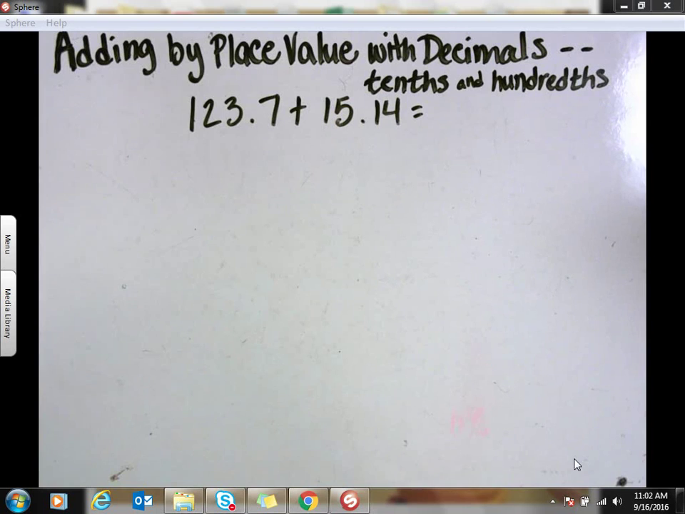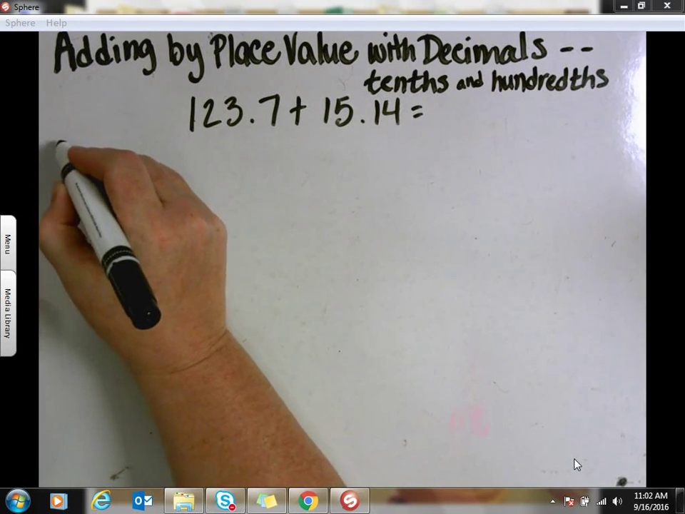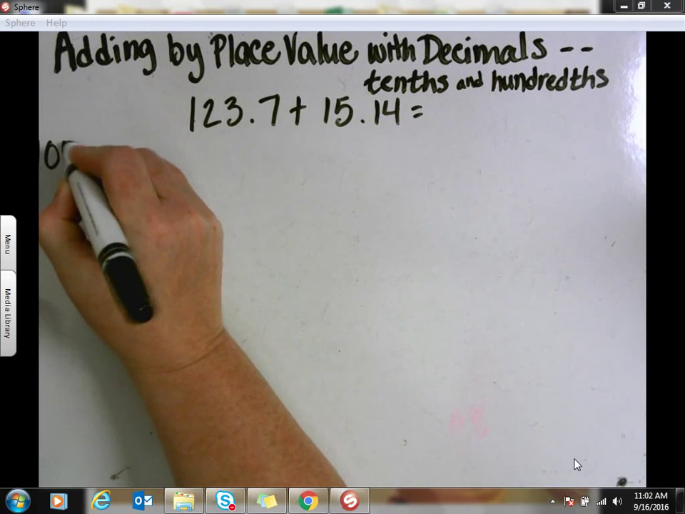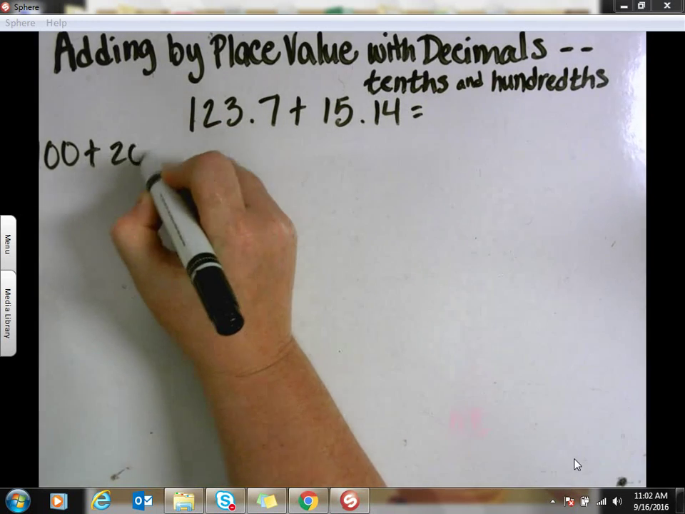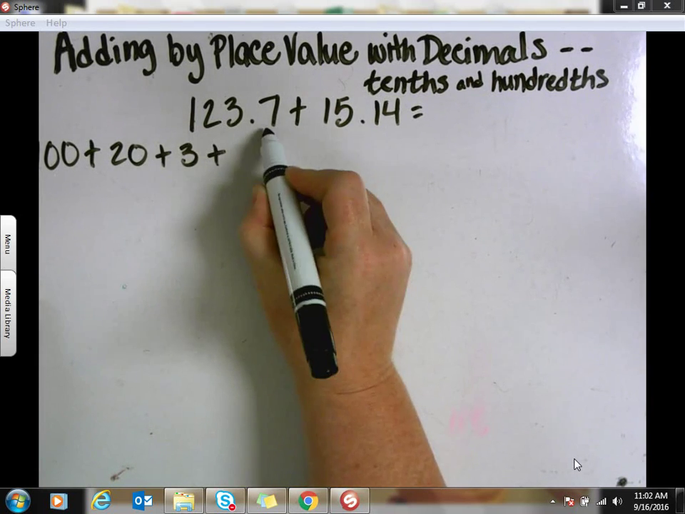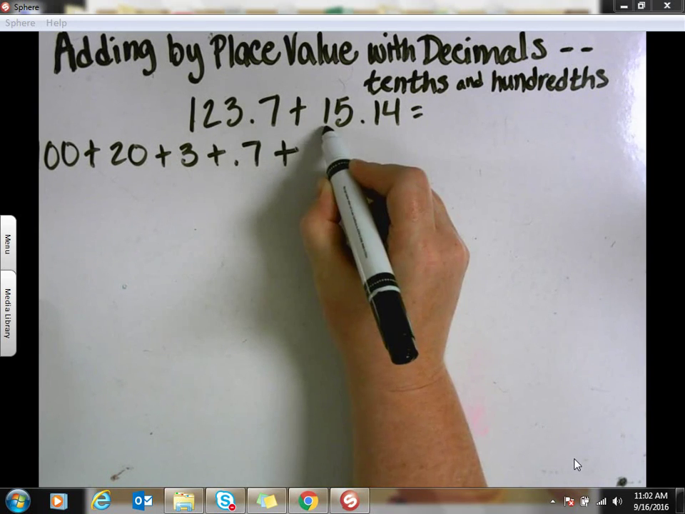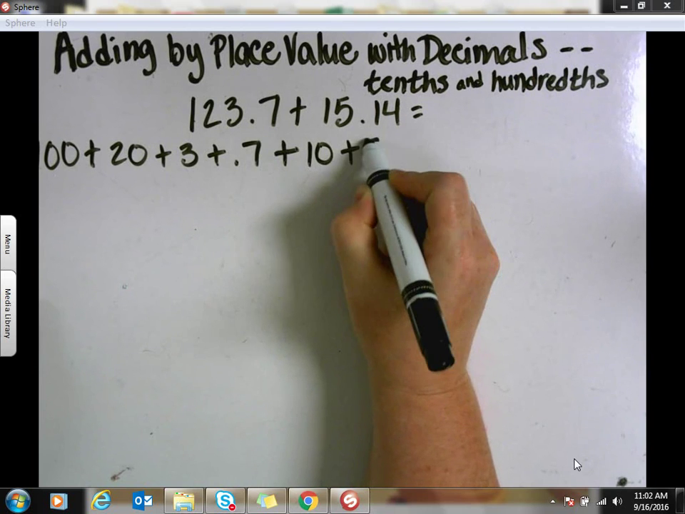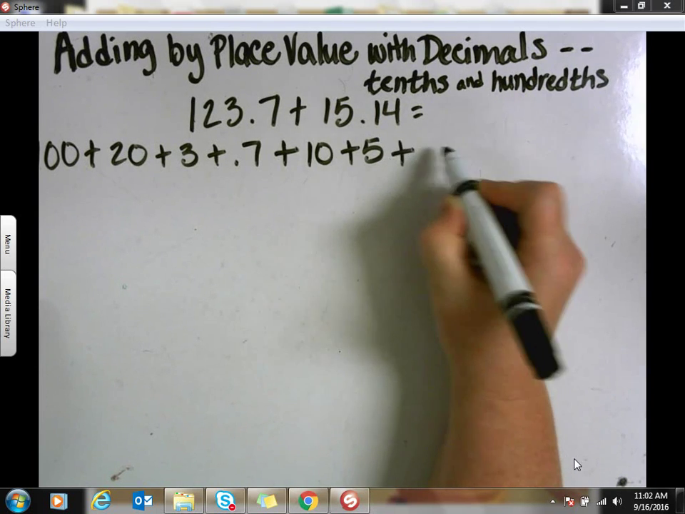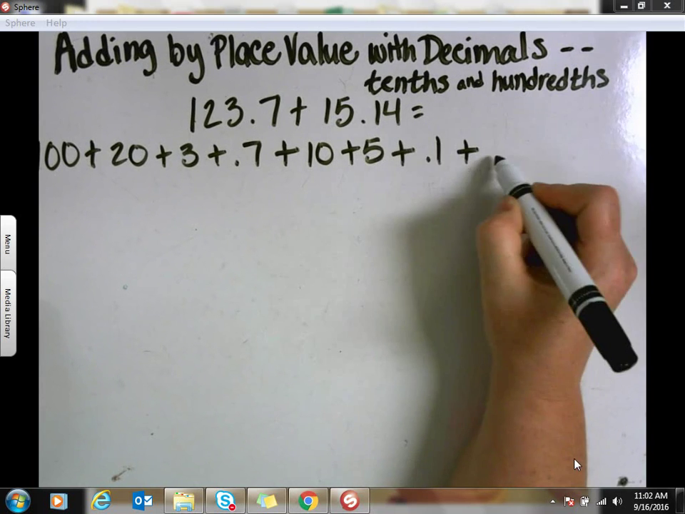I will start by breaking apart by place value, including the tenths and the hundredths. 100 plus 20 plus 3 plus 7/10 plus 10 plus 5 plus 1/10 plus 4/100.